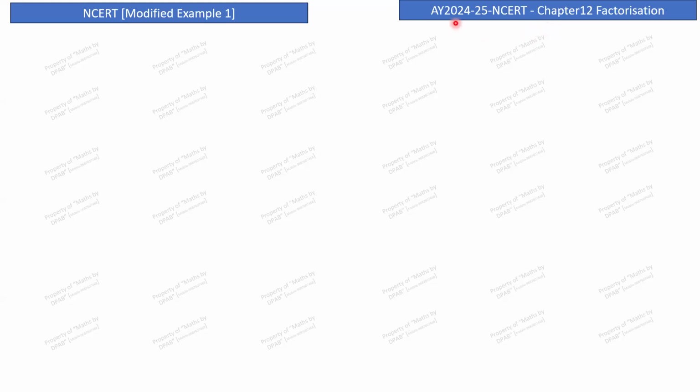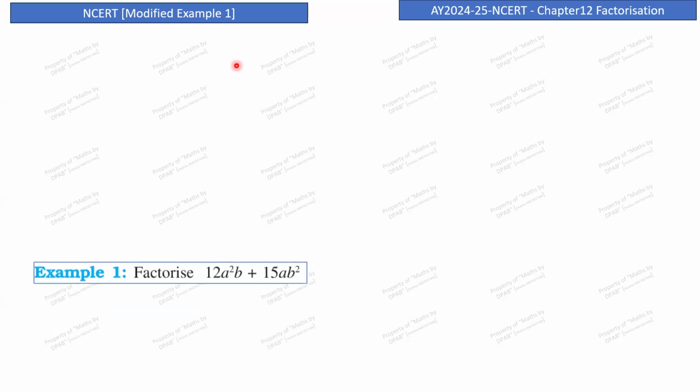And for the academic year 2024-25, under chapter 12 factorization, we have already seen a video on example 1 from this chapter 12 factorization. Now I just want the student to understand what if example 1 is modified. Okay, what kind of modification? So before this, we will just see what example 1 exactly is, for which we have found the solution in a systematic way, step by step.